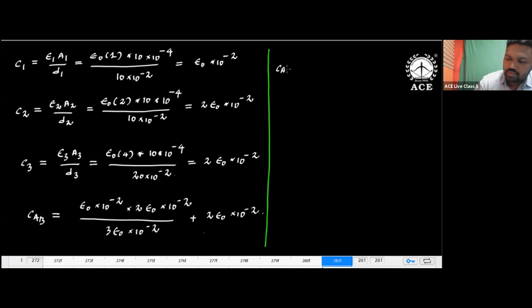So what is this CAB, beta? This is 8 by 3 into epsilon naught into 10 to the power of minus 2. Am I correct?